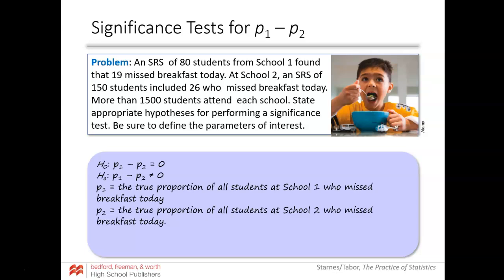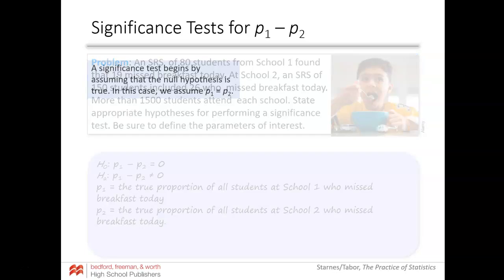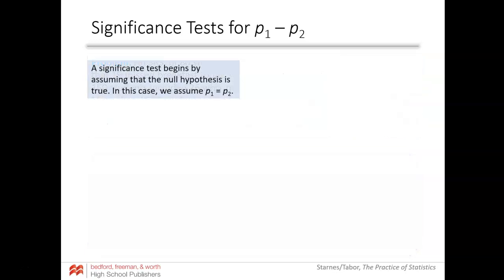If you have some other context in your problem, feel free to change the subscript to something that makes sense for you. The only thing I would caution you is to avoid using anything that looks like the null and alternative hypotheses, because that could get really, really confusing. So the significance test begins by assuming that the null hypothesis is true. So we assume that P1 and P2 are the same.